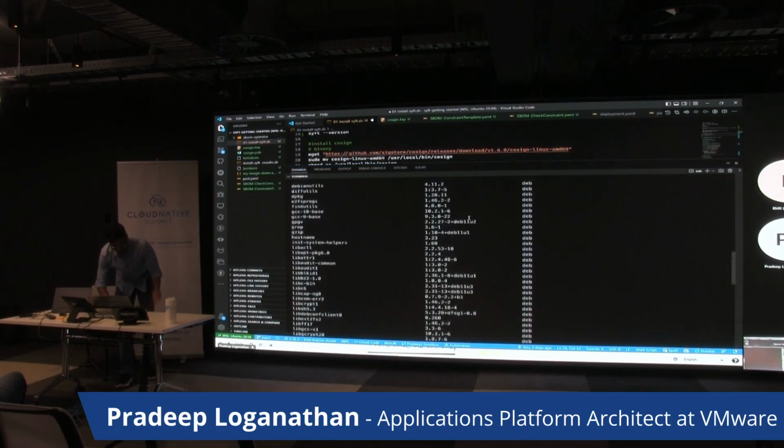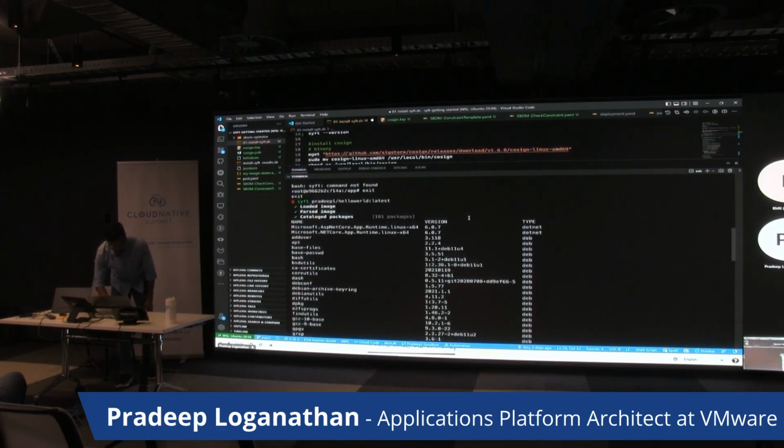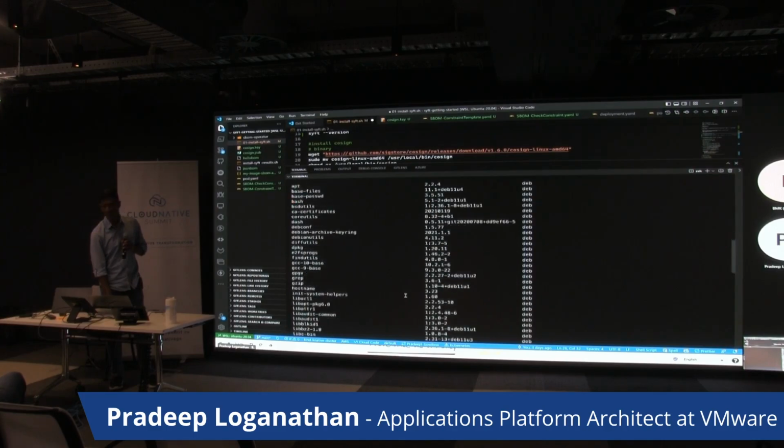So Syft ran through, introspected the container, cataloged all the packages within it, and ran a bunch of catalog analyzers to determine what the container contains. It generated an output to say it has 101 packages. As I said, it has the ASP.NET Core runtime and the .NET Core runtime, and the rest are all the base Debian packages which came in along with the base container. So this is the SBOM.